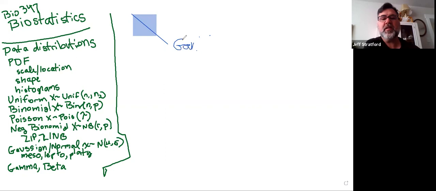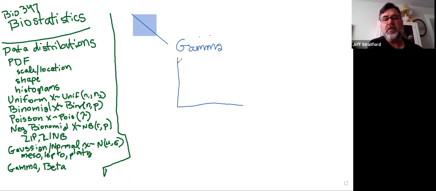Gamma. What do I want you to know for the gamma? It's a continuous distribution, so the numbers that generate the distribution are continuous. They don't go below 0, and they tend to pile up on 0. So gamma distributions can look like this, like a negative exponential decay. Okay, that's the gamma distribution.